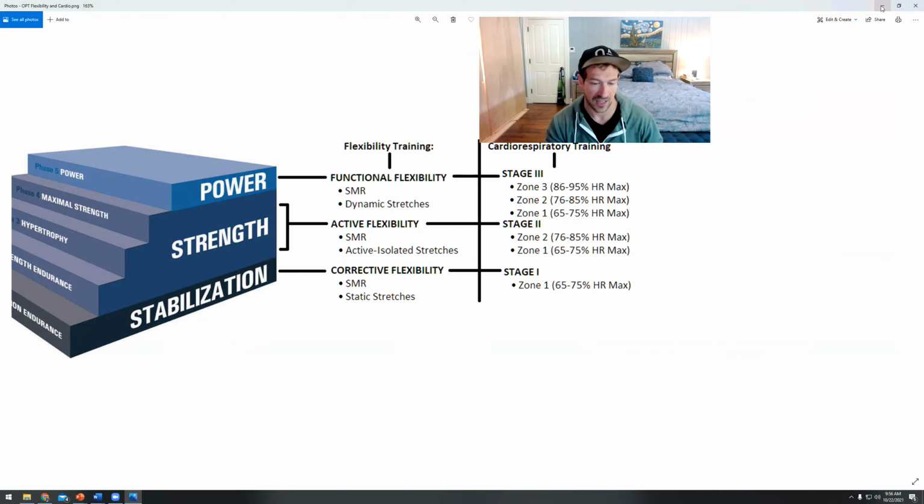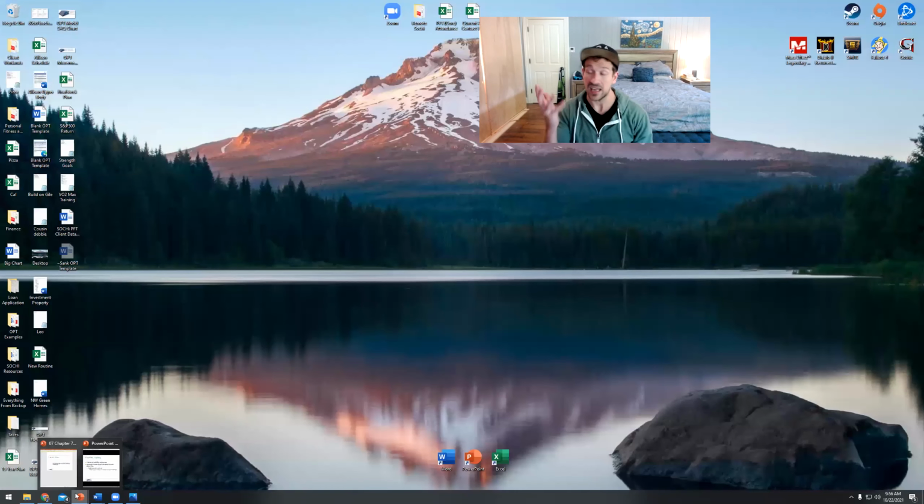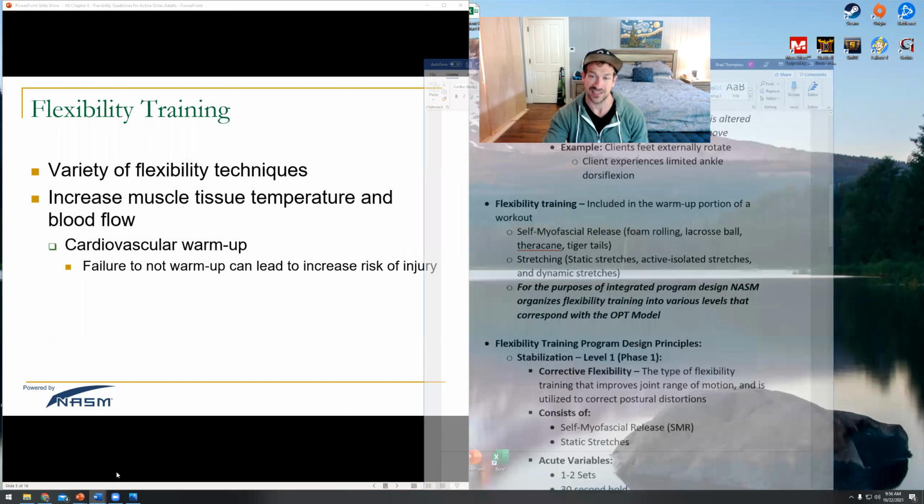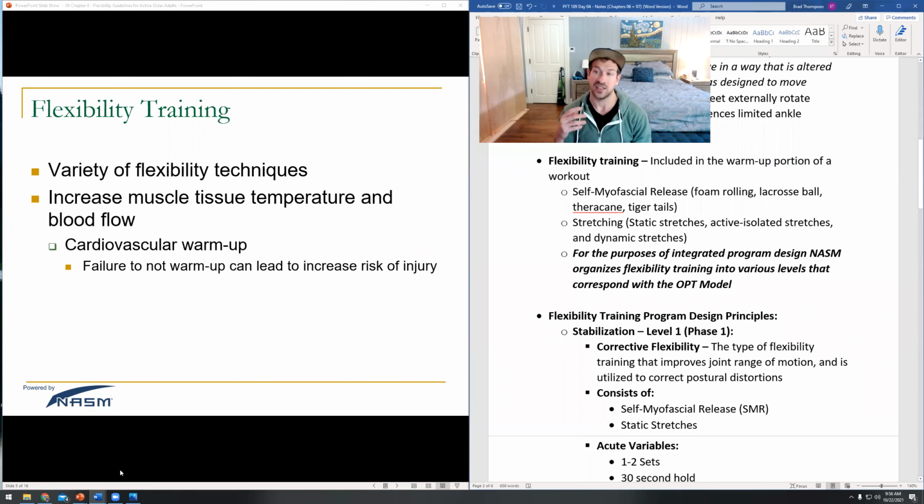I'm getting a little ahead of myself, but people have said don't stretch before lifting, and that's a very reductive way to talk about flexibility training. It's not that you don't want to stretch. It's that you want to do the right type of stretches for the right scenarios.